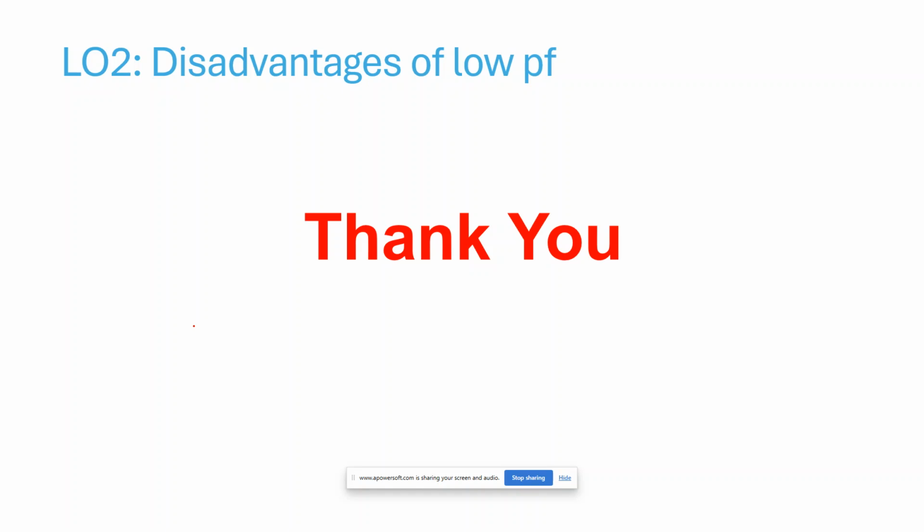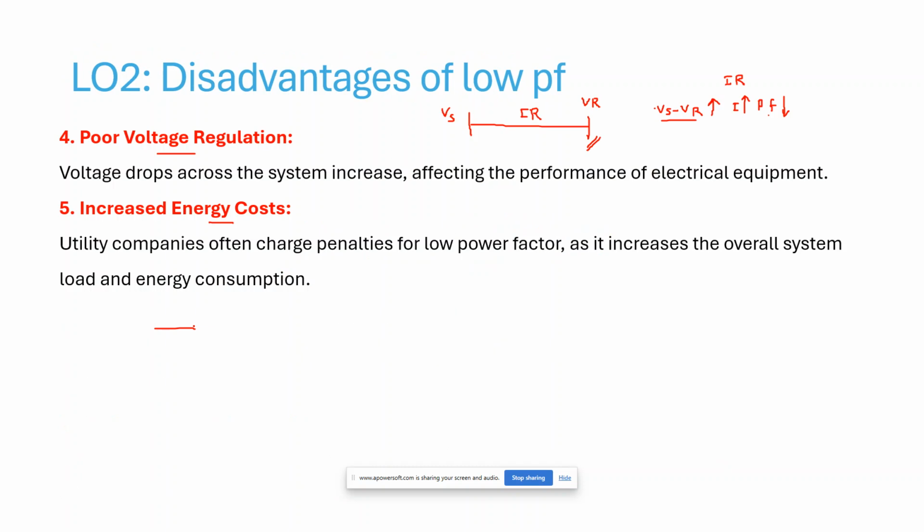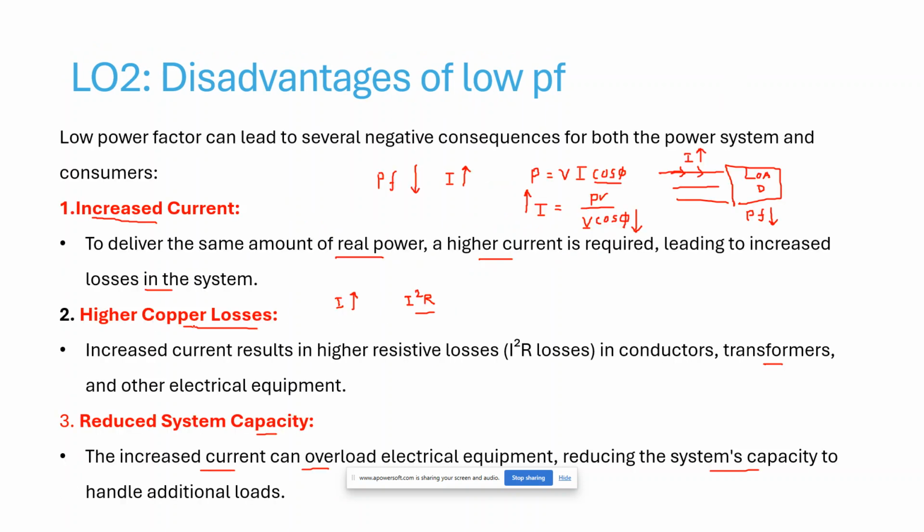Okay, so this is another important question in this unit 6, that is, disadvantages of low power factor. You can explain this in your university question paper.